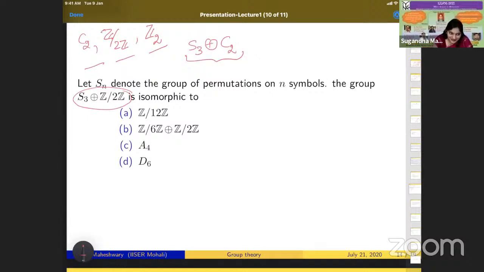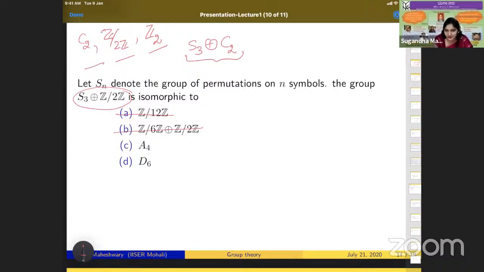But there is another thing that you can observe. S3 is non-abelian. In fact, it is the smallest non-abelian group known to you. So options A and B can definitely not be your answer, right? Because they are both abelian. That's one thing. Regarding A4 and D6, now you have to make a choice.